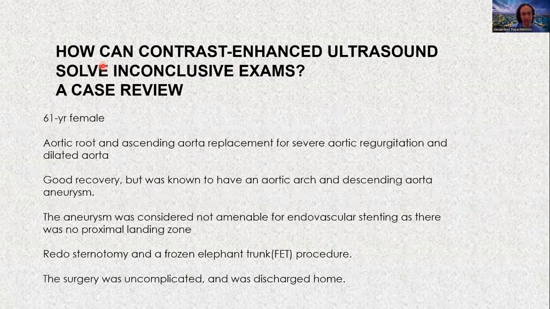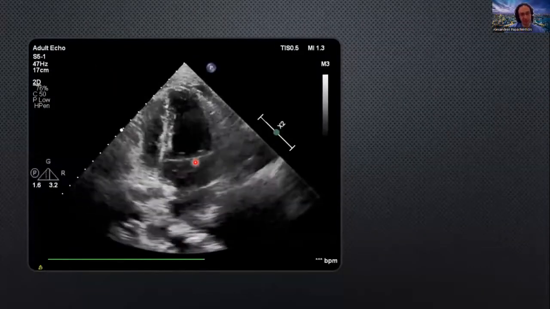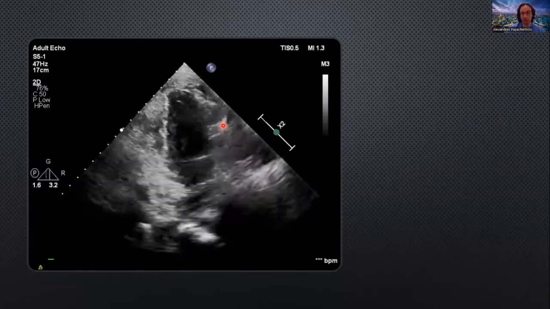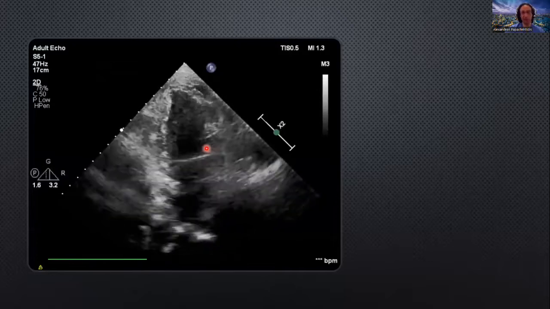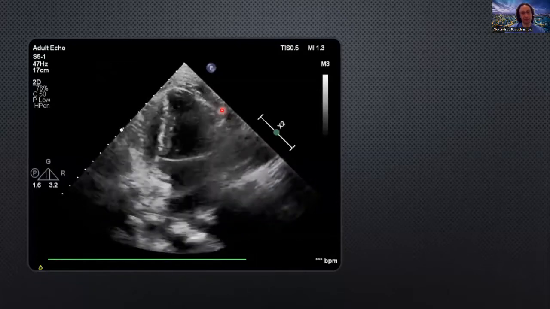The surgery was uncomplicated. She came back after discharge for a follow-up echo. And what we saw was this funny structure around the LV wall, which didn't make any sense because the surgery didn't touch the left ventricle, didn't touch any of the coronaries. It just repaired the aortic arch. And we couldn't explain why we could see that.